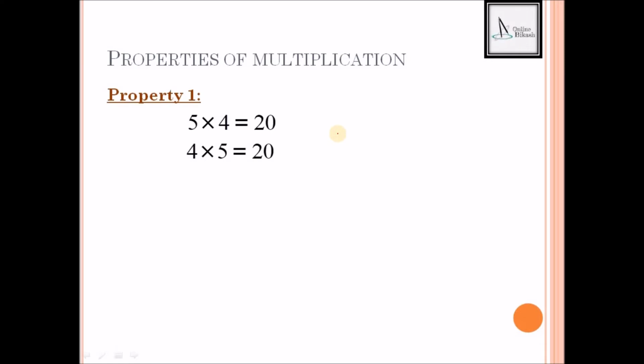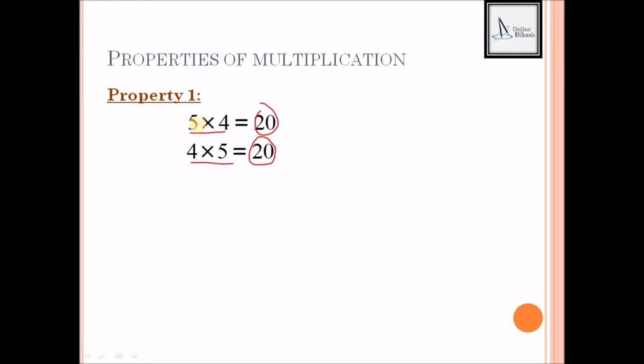Properties of multiplication. We have some properties of multiplication, and those properties will be discussed here. You see, in this case 5 times 4, or you can say 5 multiplied by 4, to get 20. 5 4s are 20. On the other hand, this is 4 times 5, or 4 5s are 20. In both cases, you can see we are getting the same product, that is 20.